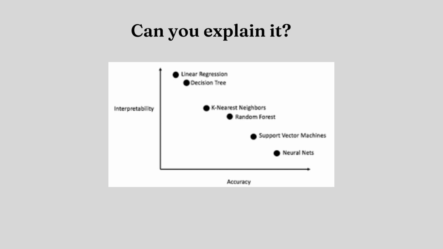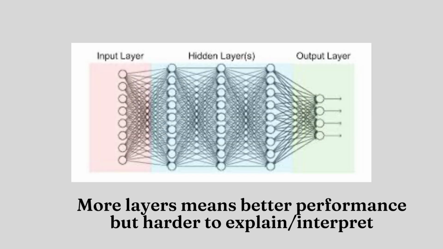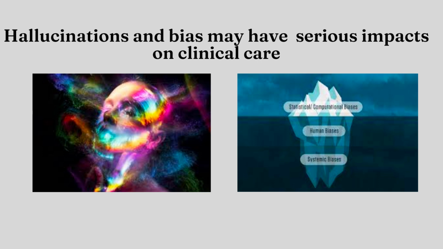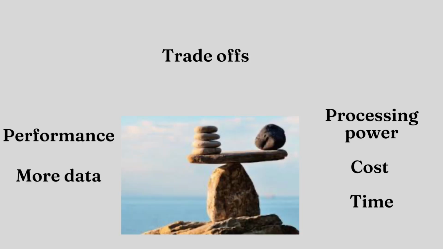You can see that there are some types of models that are less accurate but easier to explain, like linear regression and decision trees. And then some that are more accurate and harder to explain, like neural nets. Adding more layers to your model will also usually make it more accurate but harder to explain. More layers also mean that the models take longer and need to run on computers with large amounts of processing power, which can also be expensive. These complex models are also more prone to hallucinations, just making stuff up, and to reflecting bias in its input data. These issues are more disturbing in medicine than they would be in, say, a report about car sales.